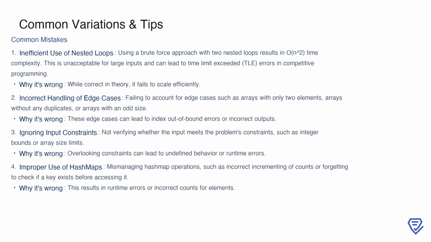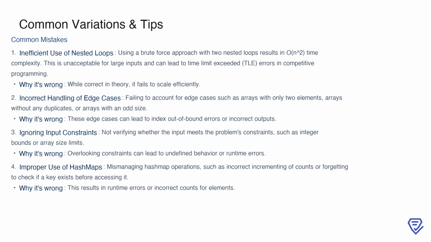Next, failing to account for edge cases can trip you up. For instance, arrays with only 2 elements, no duplicates, or an odd size can cause index out-of-bounds errors or produce incorrect results if not handled carefully. Another issue is ignoring input constraints like integer bounds or array size limits. Overlooking these can lead to undefined behavior or, worse, runtime errors.